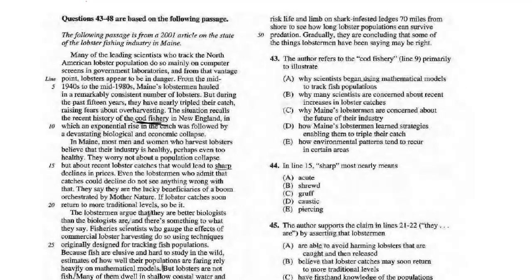Why scientists began using mathematical models to track fish populations. Where does it really mention that at all? It doesn't really mention math, doesn't really mention anything like that. Why many scientists are concerned about recent increases in lobster catches. Okay, yeah, not bad, right? Because this is going to, I put a check next to that. It's referencing why, here's an example of when people were overfishing, there were negative consequences to the fisheries, so here's a specific example. Why Maine's lobstermen are concerned about the future of their industry.